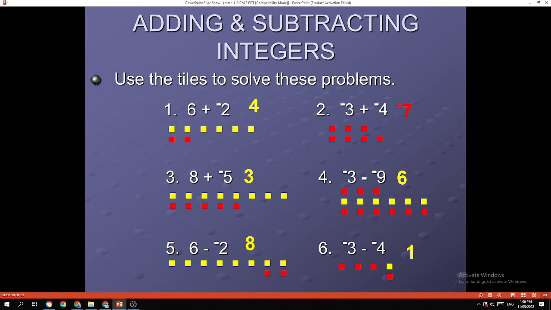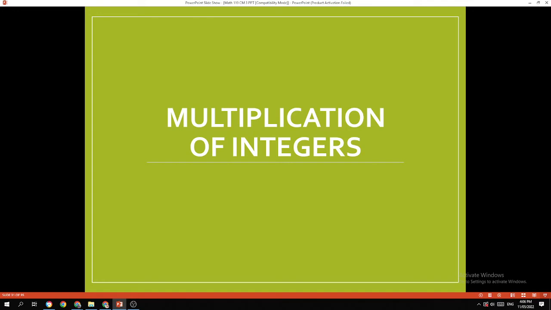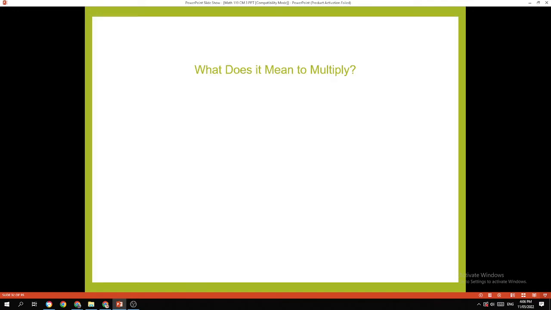Okay, let's proceed to the third operation. We will be having multiplication of integers. So what does it mean to multiply? What does it mean to multiply?